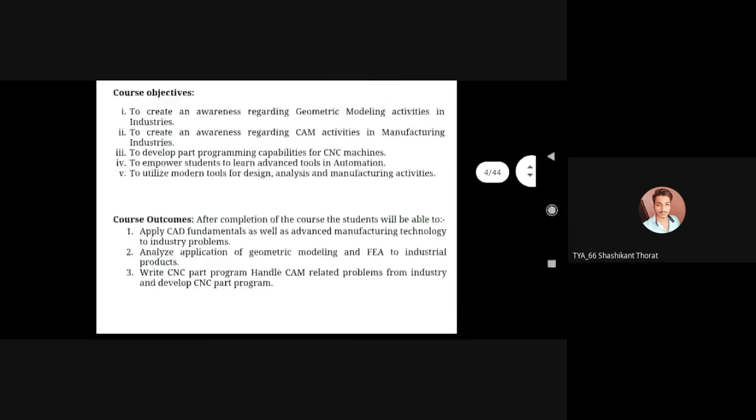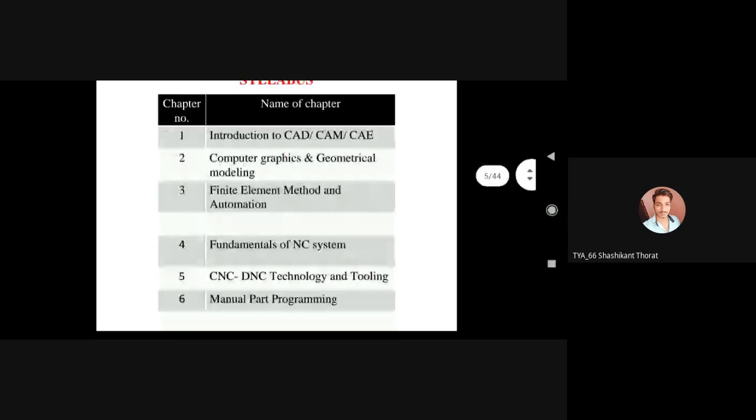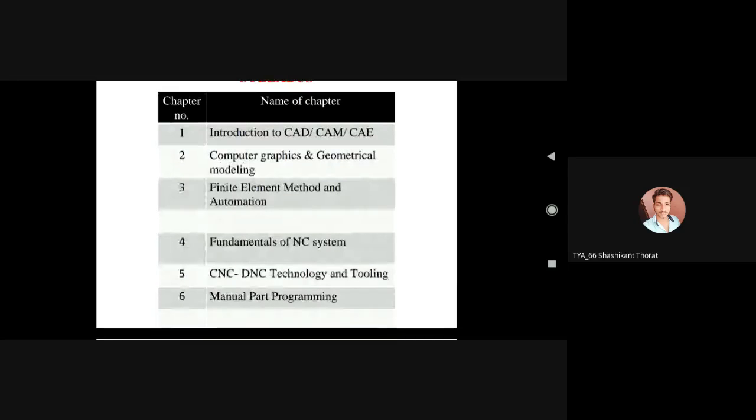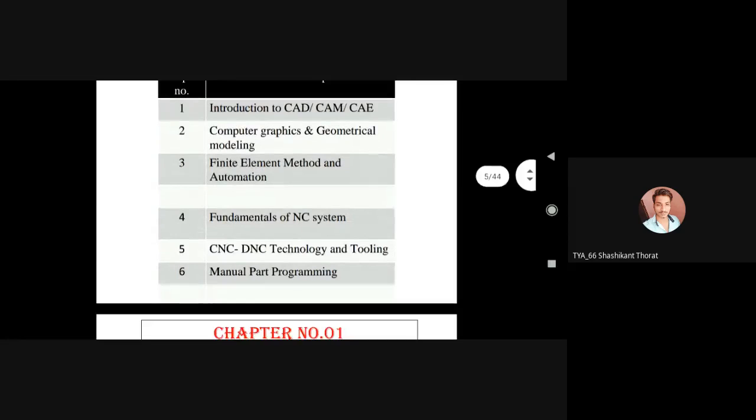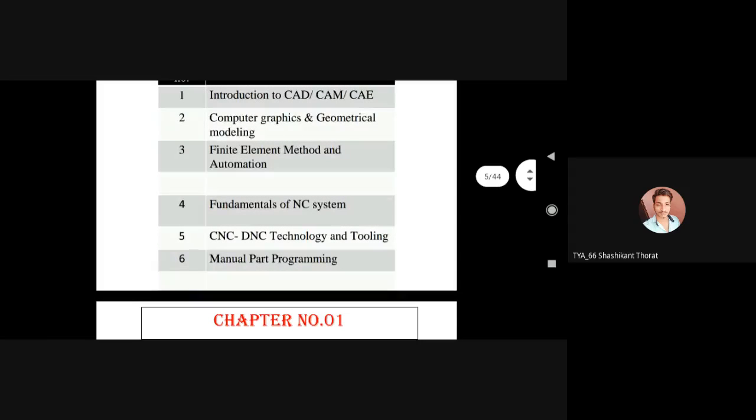Now this is the syllabus. 6 chapters are there. Introduction to CAD CAM CAE first. Second is computer graphics and geometric modeling, basic of CAD. And next is the finite element method and automation. This is CAE. And the next section, chapters 4, 5, 6, has computer aided manufacturing: fundamentals of NC system, CNC, DNC technology and tooling, and part programming, manual part programming.